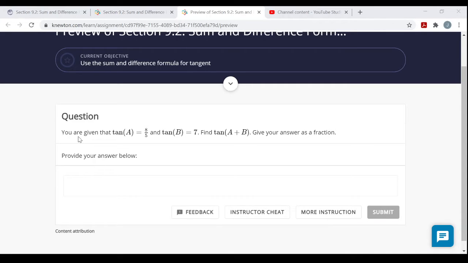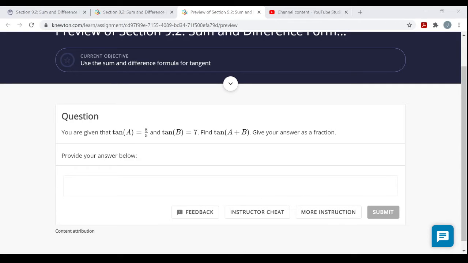Here, we are given that the tangent of angle A is 8/5, and the tangent of some other angle called angle B is 7. If this is the case, what would be the tangent of the sum of those two angles? If I were to take angle A's measure and add it to angle B's measure and find the tangent of this new angle, what would it be? I'll go to a piece of paper again and write out all this information.